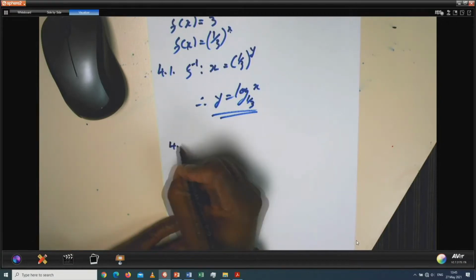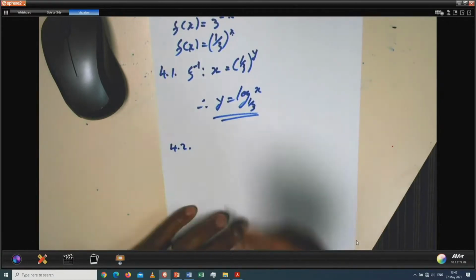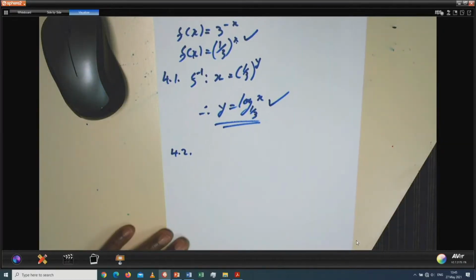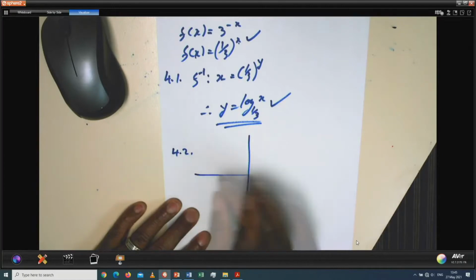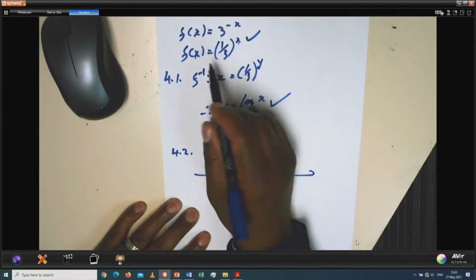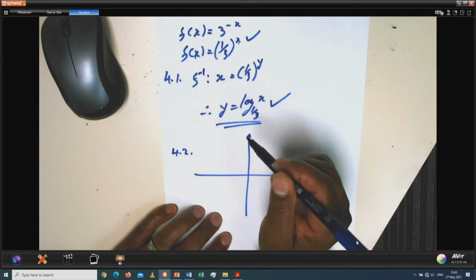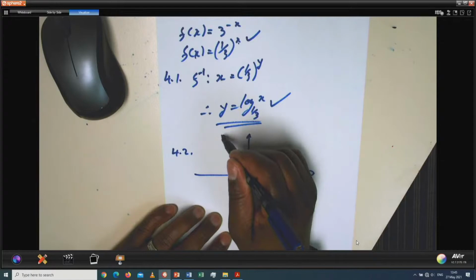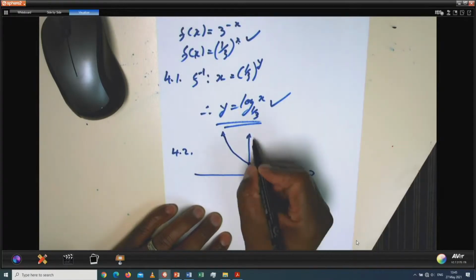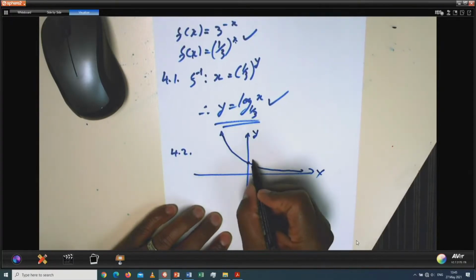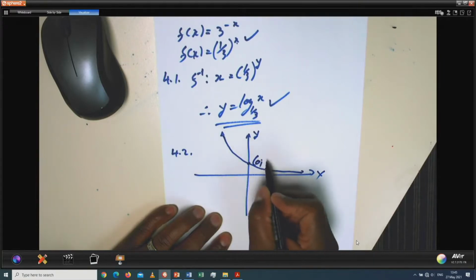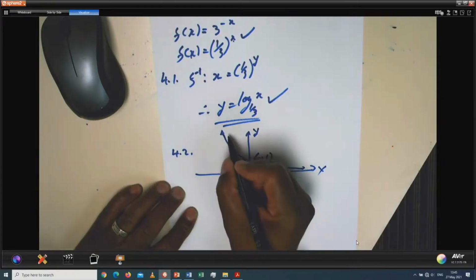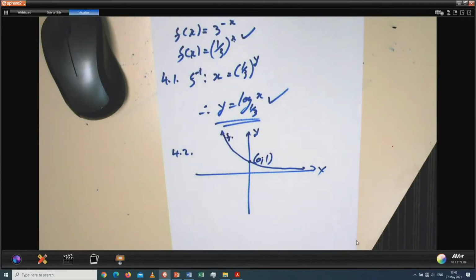4.2. The question wanted us to sketch this graph and its inverse. We need to sketch the two. 1 over 3 exponent x is a decreasing function. Here is the graph, roughly something like that. What do we indicate? The y-intercept. We've got the y-axis and the x-axis. When x is 0, y is 1. This is the graph of f.